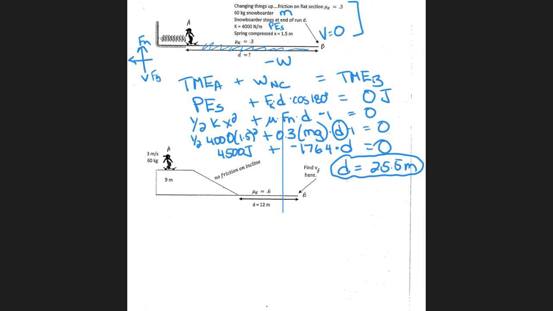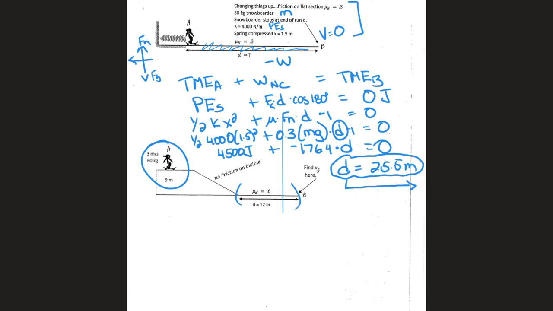In this case, what we're proving is that it takes 25.5 meters of gliding or sliding to come to a full stop. So that's our first case of using work. Let's do one more together. Now we have a different scenario. At the top of the hill, it looks like the snowboarder is going to have more than one kind of energy, and they're going to experience work.